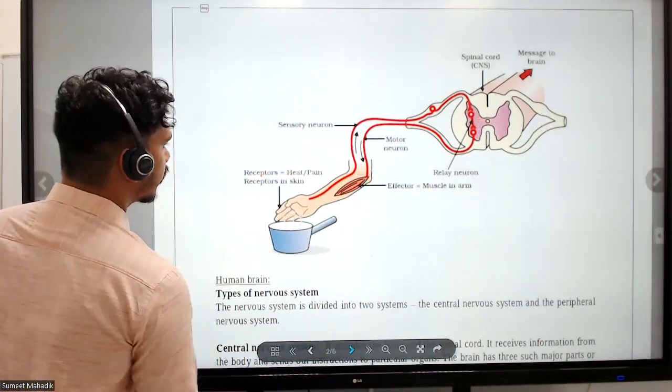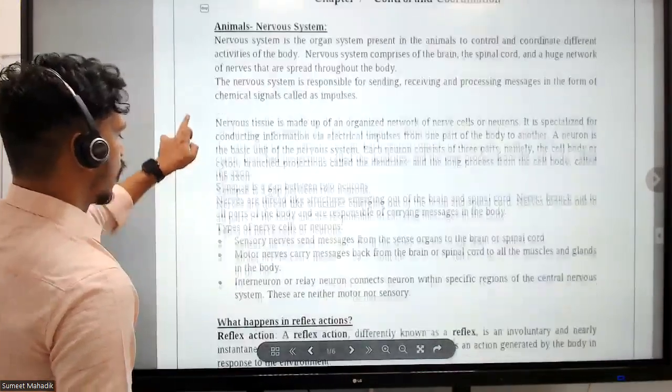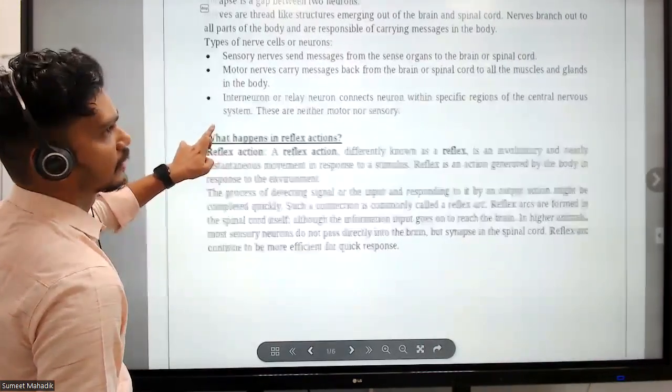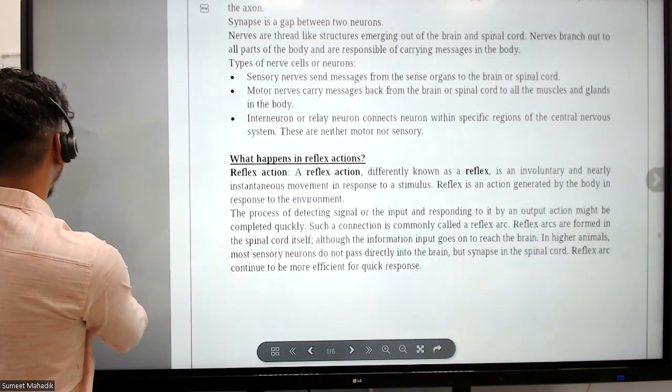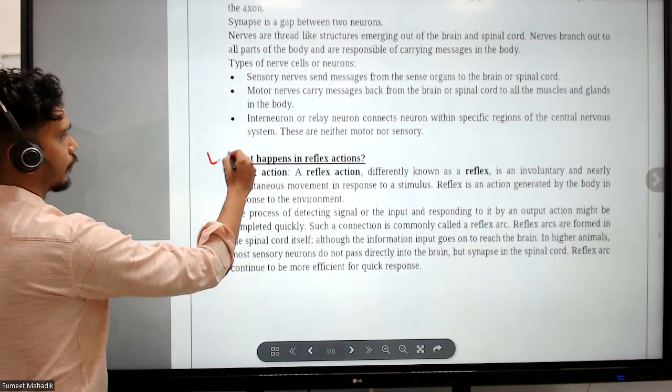So this point is clear. Let's go to the topic. What is the reflex action? This question has to be there in the examination. They will ask you anyhow. This is a very common question.